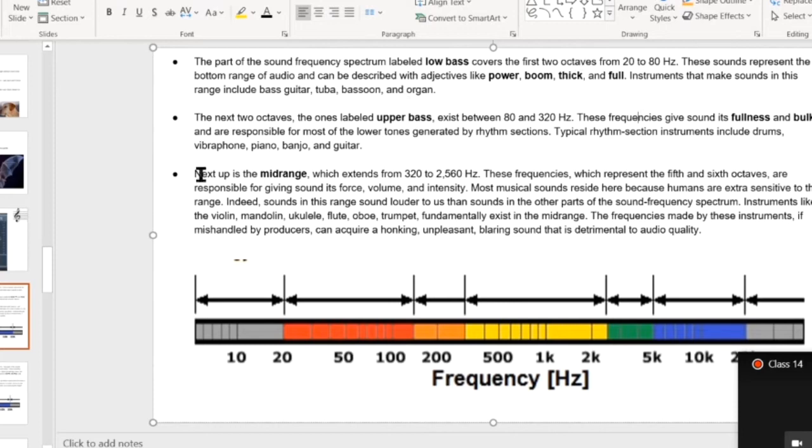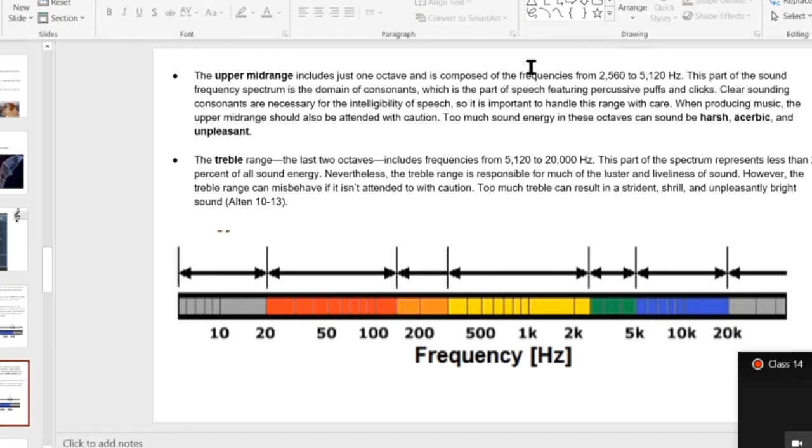Moving right up through the sound frequency spectrum, we have the mid-range, which is a somewhat large swath of three octaves, 320 hertz to 2,560. And then we have the upper mid-range, just one octave, 2,560 to 5,120. And then approximately two more octaves, because not everyone has a perfect 20,000 hertz as their upper range. In fact, if you've lived for a few decades, eventually that starts going down. I'm one of them. And that's called treble, or the really high notes.